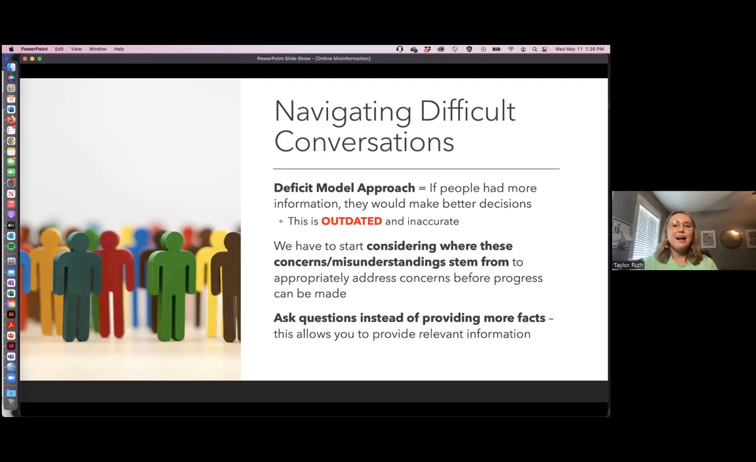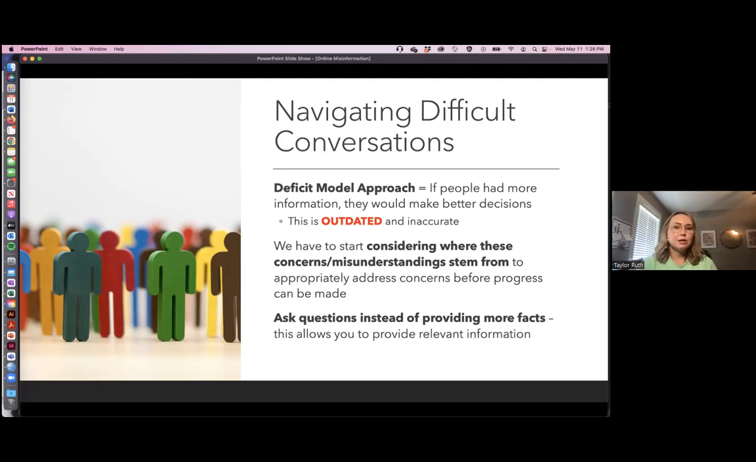In science, we used to really use this deficit model approach where we thought if people just had more information, they would make good decisions. That is very clearly not the case after what we've seen over the past 2 years. So we cannot use this model anymore for science communication.